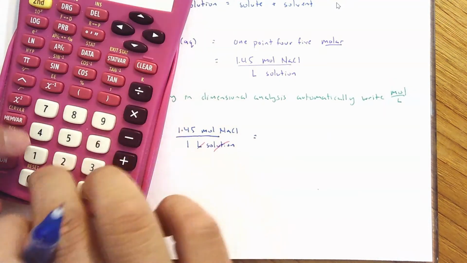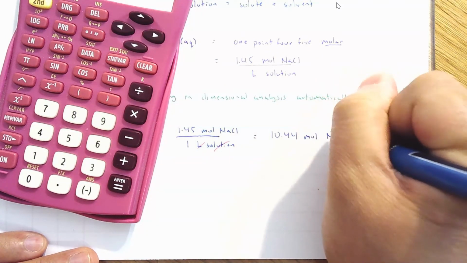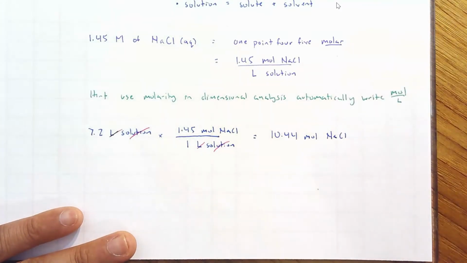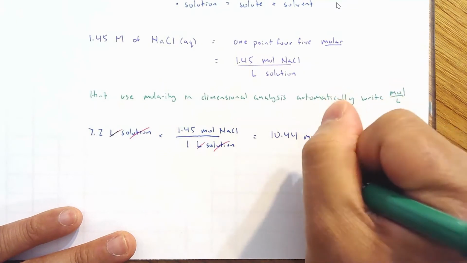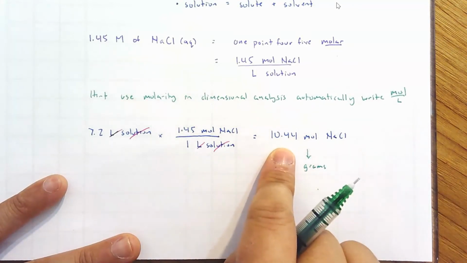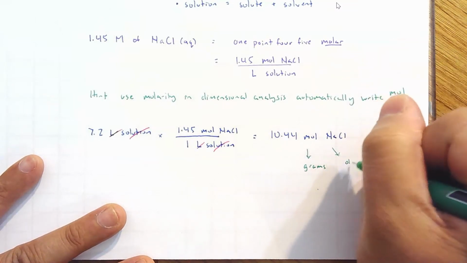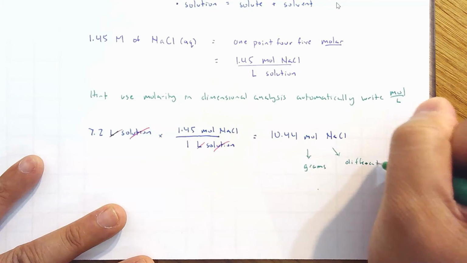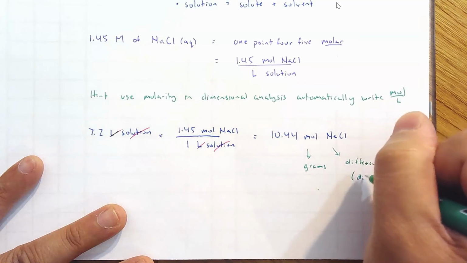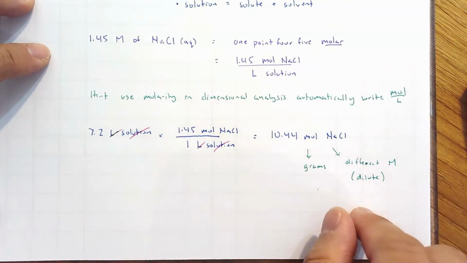7.2 times 1.45, you get 10.44 moles of NaCl. And you know what, you can go from there. You've seen problems before. You could get grams, right? What could you also do? You could dissolve this in a different amount of water to get a different concentration. So you could get different molarities, depending on how much you dissolve or dilute. Not in this video, but in later videos, when we do problems, we'll do dilution problems.